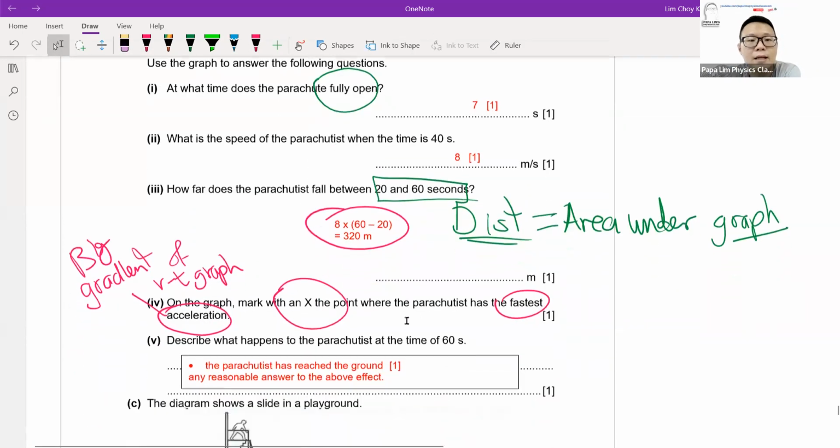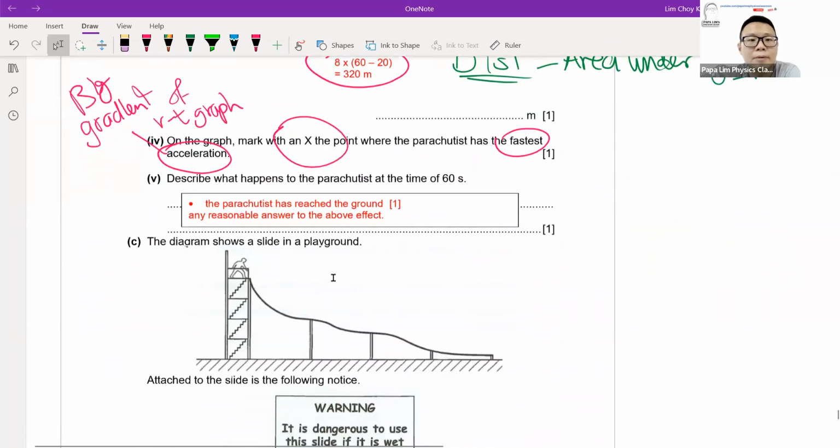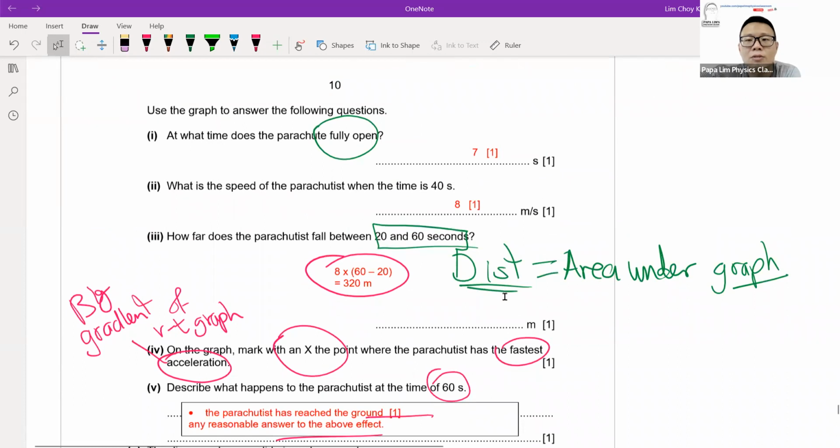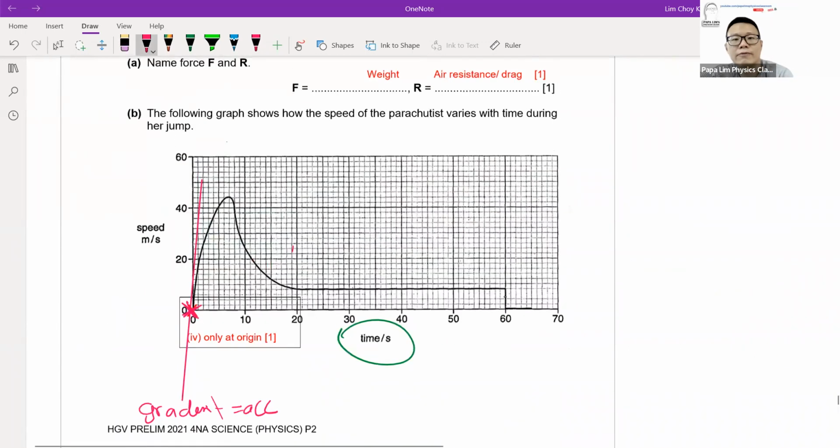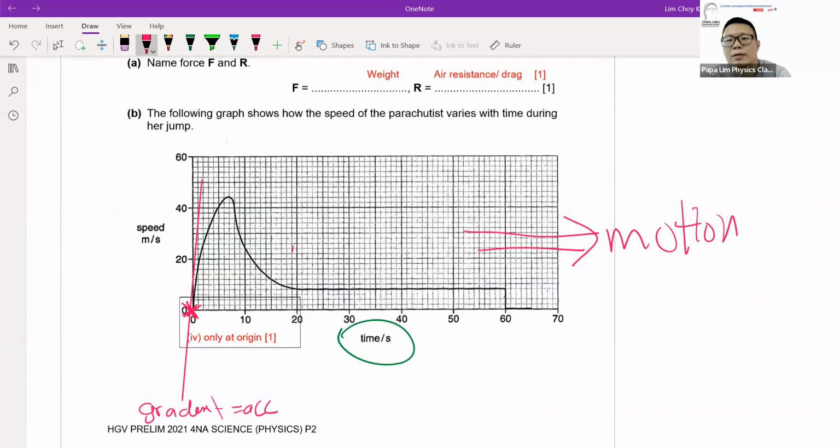Okay, and like I mentioned before, describe the gradient of the parachute at 60 seconds. Okay, it stopped, it landed already. Quite an easy one. Okay, the hard part for this question is actually to analyze the graph, to match the graph to the motion of the parachutist.